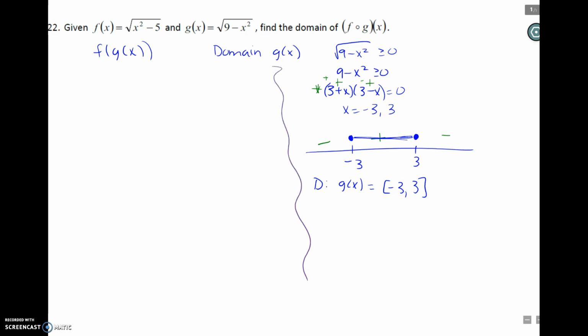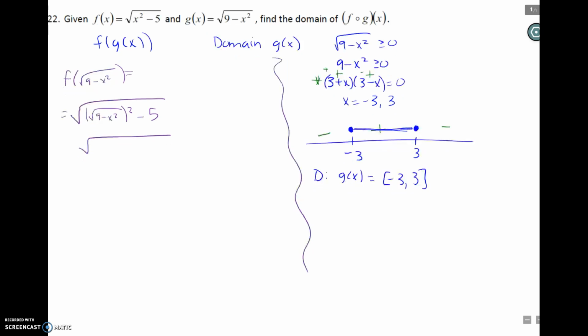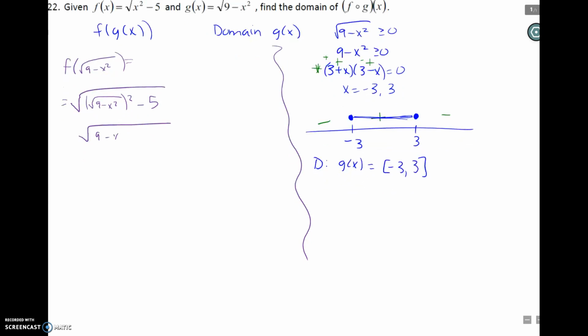Okay, come over here. f of g of x means I have f, and I'm putting the g of x in for the x, so 9 minus x squared. Okay, looking at my equation, I have the square root of 9 minus x squared minus 5. Which gives me the square root of 4 minus x squared. So f of g of x equals the square root of 4 minus x squared.